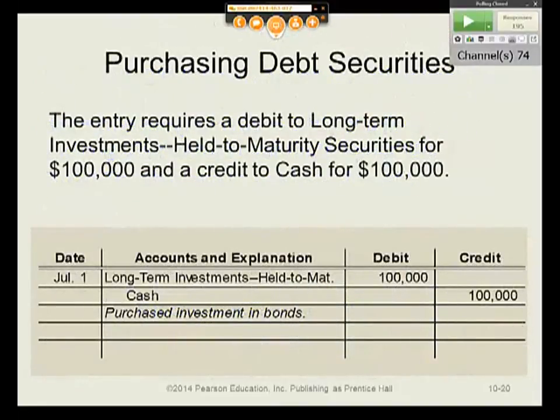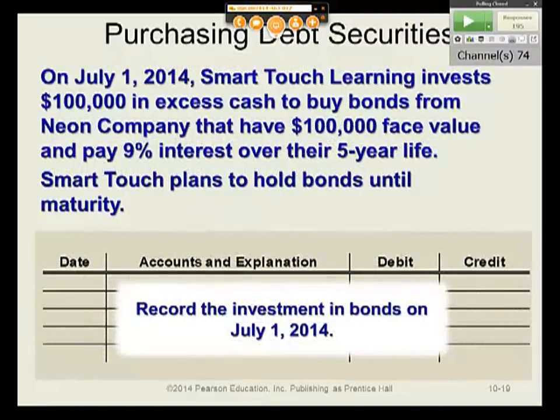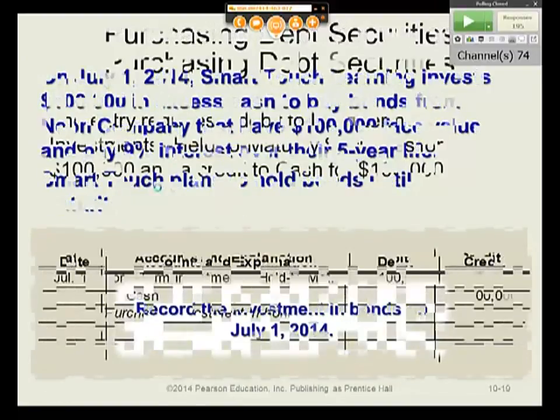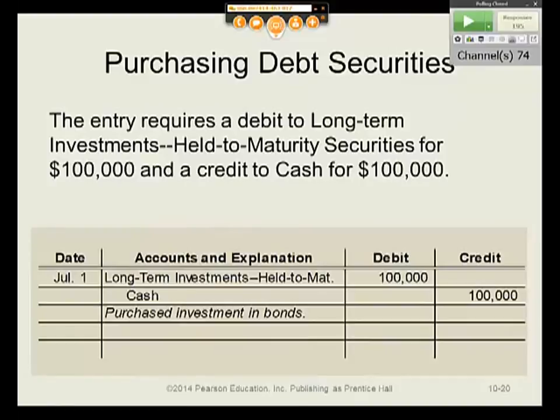So the entry, when they buy the asset, is to debit the long-term investment account, and we're going to assume that it is held to maturity. That's how they classify it. That debt could have been classified otherwise, except that the problem tells you that they plan to hold it to maturity. So right here is where you would be forced to call this a held to maturity investment. So you debit long-term investments held to maturity, credit cash.